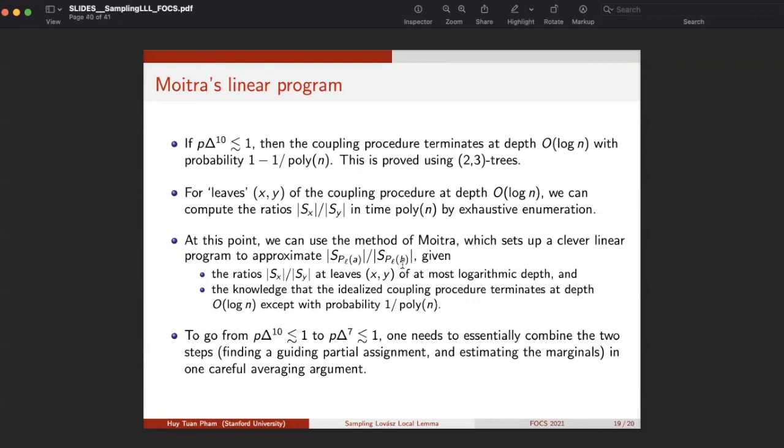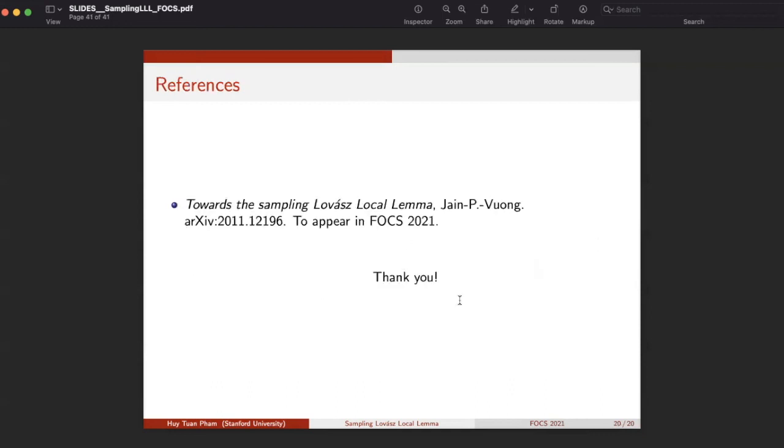So in order to go from 10 to 7, essentially what one needs to do is to combine both steps, finding the partial assignment and estimating the marginal, into one analysis that has to be done carefully. Okay, so this is our paper. Thank you.